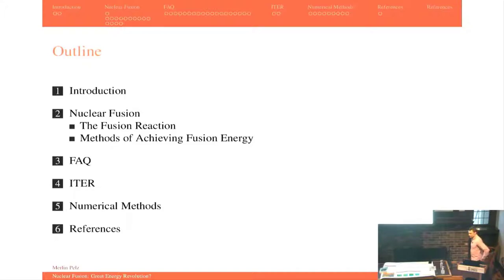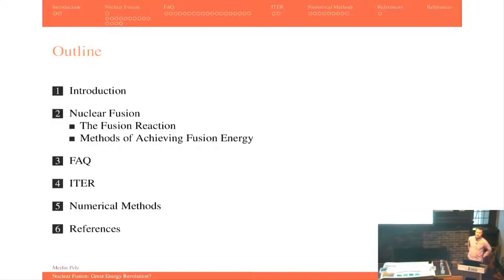Okay, so the outline is: I'm telling you about the fusion reaction itself, then how it's being made possible in nuclear fusion reactors. Then an FAQ, where I'm going to answer a few questions you may have about nuclear fusion, which are kind of prevalent. This is going to be very good common knowledge for discussions afterwards. And maybe a few more questions which may be of interest. Then we're going to go to ITER, which is a nuclear fusion reactor. If time permits, we may see a video of ITER currently being built, which is also on the next slide. If not, we are going straight to numerical methods.